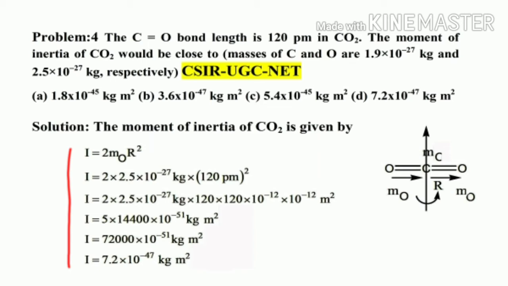This implies I is equal to 2 into 2.5 into 10 to the power minus 27 into 120 into 120 into 10 to the power minus 12 into 10 to the power minus 12 kilogram meter square. This implies I is equal to 5 into 14400 into 10 to the power minus 51 kilogram meter square. So on simplification we get I is equal to 7.2 into 10 to the power minus 47 kilogram meter square. So option D is the right answer.